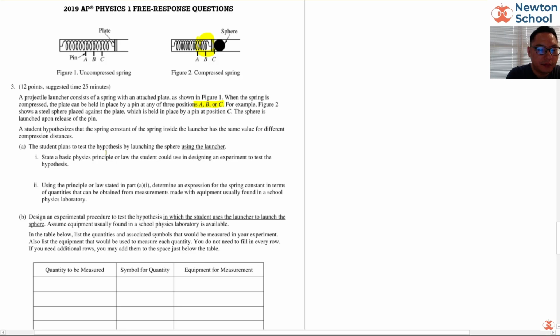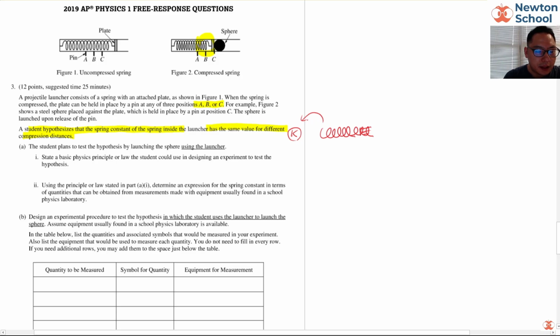Okay, then you have a student who hypothesizes that the spring constant of the spring inside the launcher has the same value for different compression distances. It's kind of obvious because the spring constant K is a physical property of the spring. What I mean by length is that the original length of the spring actually depends on K, but if you do compression, K is not going to change.